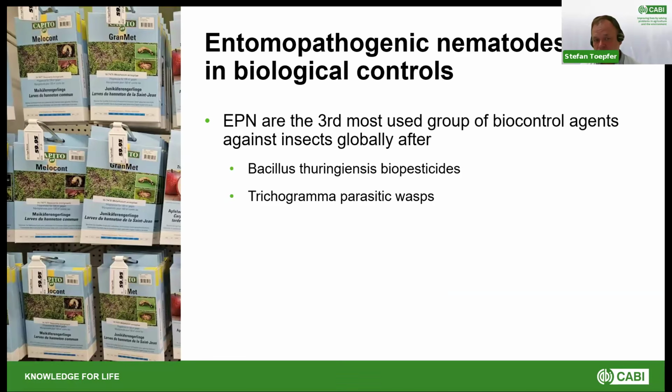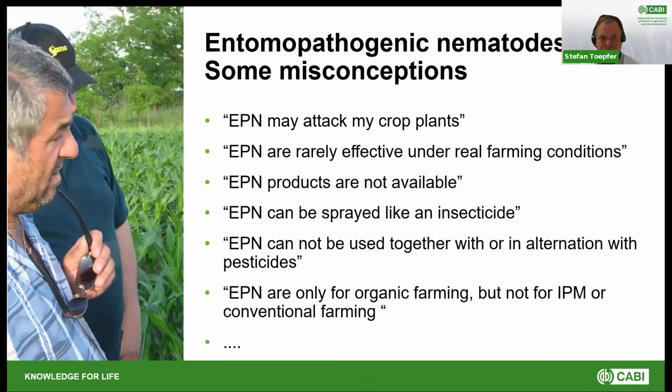So they are used in biological control because they kill insects, right? They are the third most used group of biocontrol agents globally after Bacillus thuringiensis. Many of you know BT as a biopesticide or transgenic and so on. And Trichogramma parasitic wasps are very frequently used all over the world. But then already the nematodes are coming in. So they're quite important biocontrol agents.